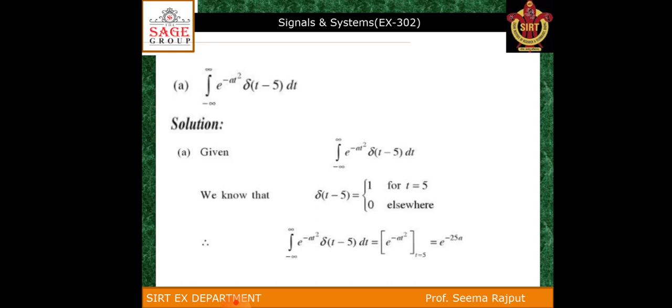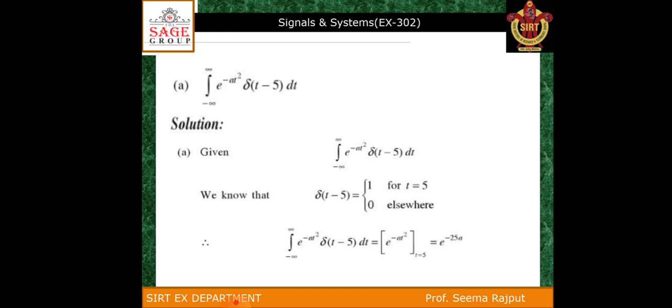We know the property of the impulse function, the mathematical expression of the impulse function: delta t equals 1 for t equal to 0 and 0 for t not equal to 0. In that condition, here delta t minus 5 equals 1 for t equal to 5 and 0 elsewhere. For this particular function, we have to solve the integral.